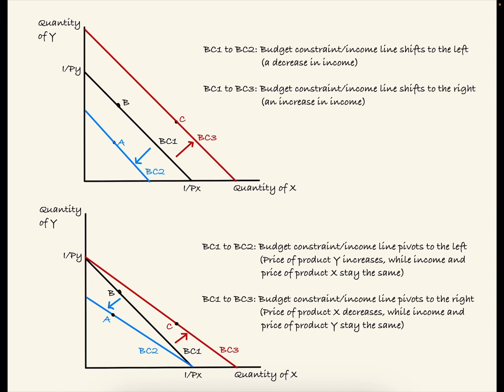Now let's take a look at the second example. From BC1 to BC2, the budget constraint/income line pivots to the left. This is representative of the price of product Y increases, while income and the price of product X stay the same. From BC1 to BC3, the budget constraint/income line pivots to the right. This means that the price of product X decreases, while income and the price of product Y stay the same.